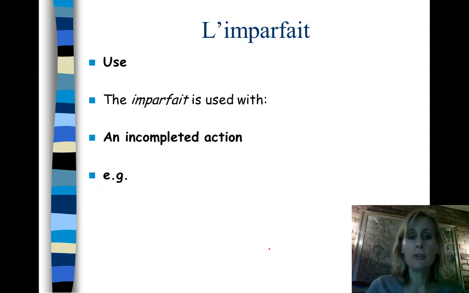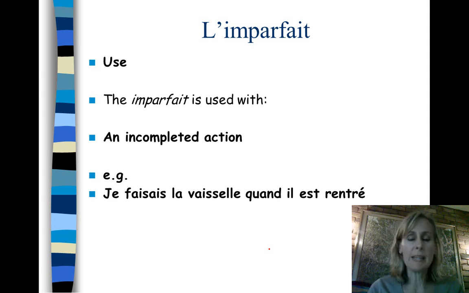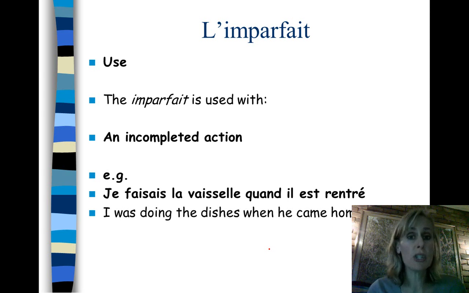And then our third use is an incompleted action, which does sort of follow on a little bit from our descriptions and our habits. But here's an example, something like je faisais la vaisselle quand il est rentré. I was doing the dishes, incompleted action when something else happened, when he came home. So it's this ongoing, incompleted action. There's no finish to it. I was doing the dishes. And this often corresponds with the past progressive in English.